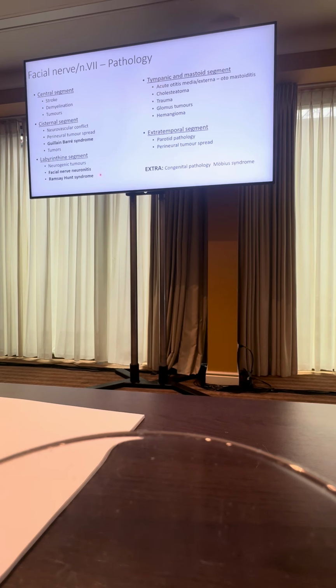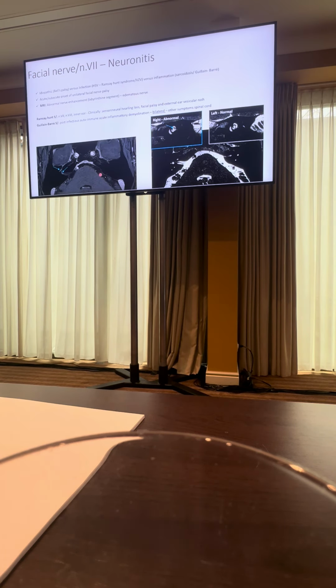Okay, we go to maybe lighter, or at least lighter from the point of view of the imaging, the inflammation. Inflammation of the 7 can be idiopathic, then we call it Bell's palsy, can be part of infection, like herpes simplex or varicella zoster with Ramsay-Hunt, versus inflammation, sarcoidosis, and Guillain-Barré. Patients present with a unilateral complete facial nerve palsy, and on MRI we see abnormal nerve enhancement. Of course, you have to compare with the labyrinthine segment to be sure the enhancement is pathological, and sometimes you can see an edematous nerve. And to be honest, from the part of imaging, that's it.